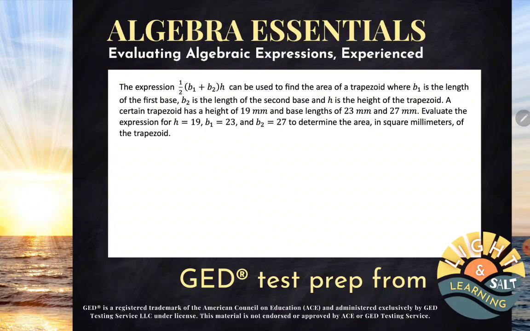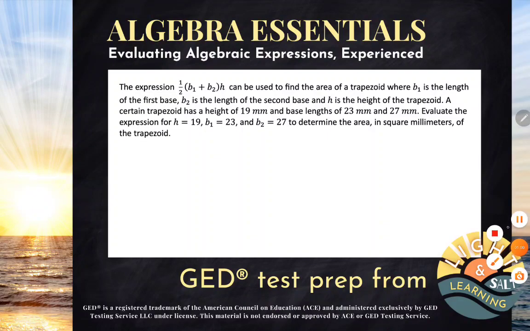It says the expression 1/2, and I'm going to say times the quantity because I have a lot going on in that parentheses. So the expression 1/2 times the quantity of B1 plus B2, closed quantity, times H, can be used to find the area of a trapezoid, where B1 is the length of the first base, B2 is the length of the second base, and H is the height of the trapezoid. A certain trapezoid has a height of 19 millimeters and base lengths of 23 millimeters and 27 millimeters. So much information, no directions yet. Let's keep going. Evaluate the expression.